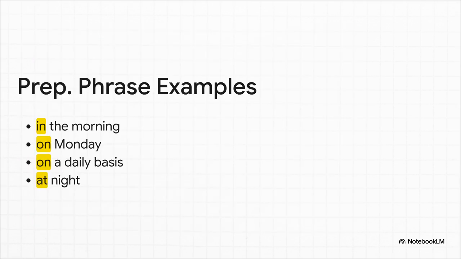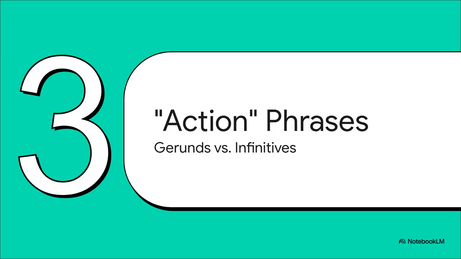Looking at these examples, you can totally see how they work. "In the morning" and "on Monday" both tell us when something happened. They add that vital context, and every single one kicks off with that head word, the preposition. Okay, so we've covered the big three. Now let's check out two special types of phrases that can be a little tricky. And that's because they involve verbs, but they don't always act like them.